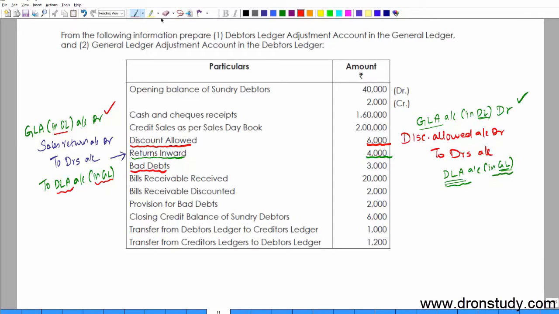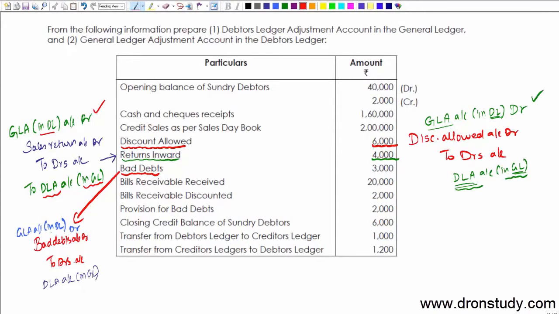Okay, so if you look at the entry, the normal entry will be bad debts account debit to debtors account. But our self-balancing entries will be, instead of bad debts, what we'll have is general ledger adjustment account in debtors ledger. General ledger adjustment account in debtors ledger, and that should be debited. Fine. Then debtors ledger adjustment account in general ledger should be credited.